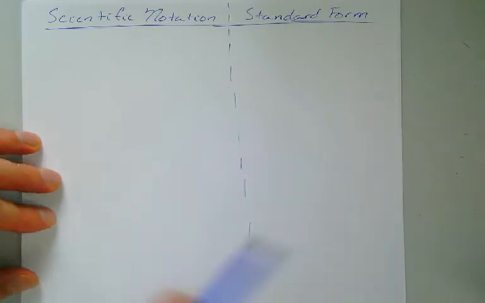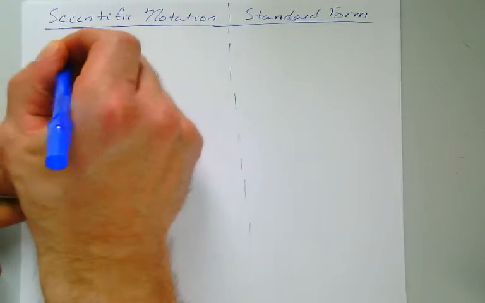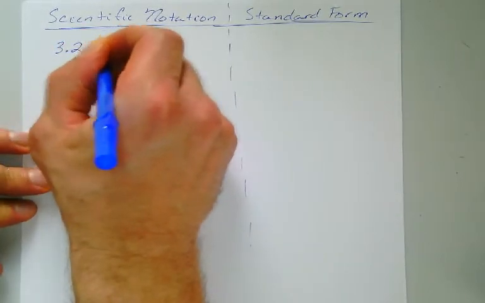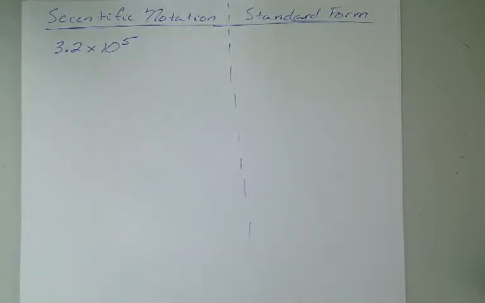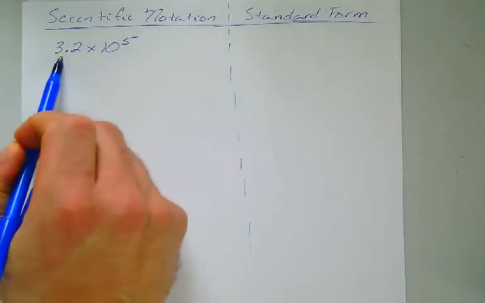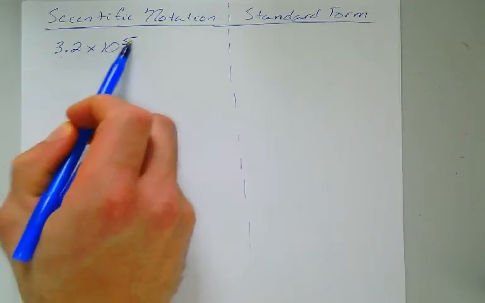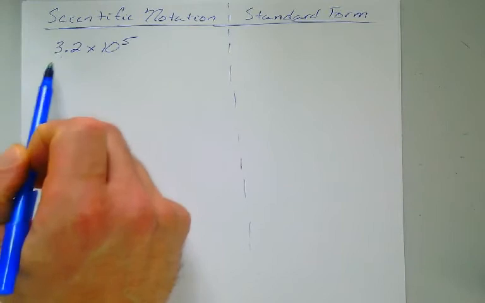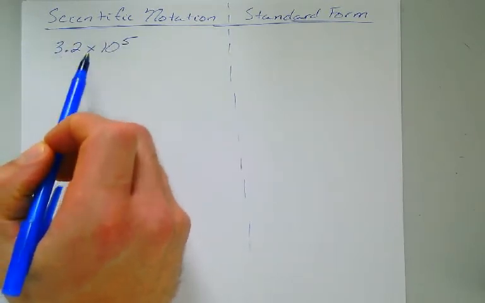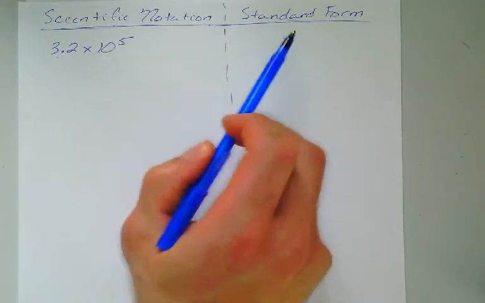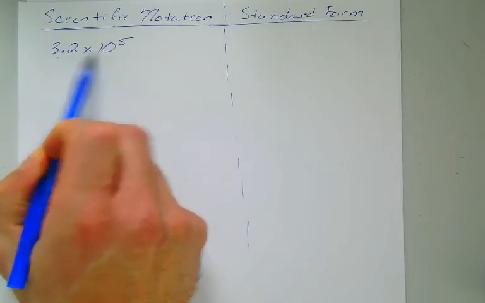All right, so for instance, if you saw a number written like 3.2 times 10 to the 5th, this is what we call scientific notation. It's some number between 1 and 10 multiplied by a power of 10, in this case 10 to the 5th. Now, if we wanted to convert that to standard form, which is how we normally write numbers, you basically use this power of 10 to move the decimal.